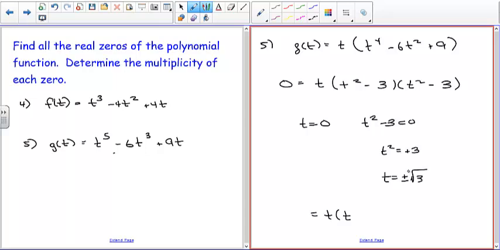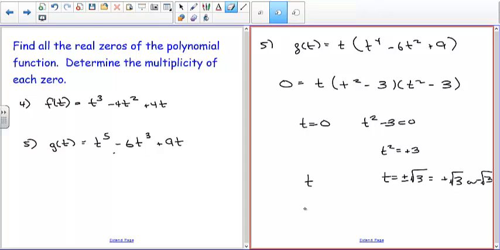Now these are the zeros. So for the factors you go the other direction. One solution is plus the square root of 3 or minus the square root of 3. So if you have t equals the square root of 3, let me get rid of that for a second. If you get t equals plus the square root of 3, for the corresponding factors, you're going to subtract that from both sides.